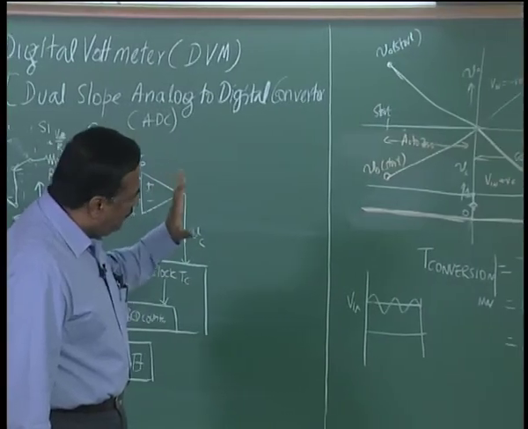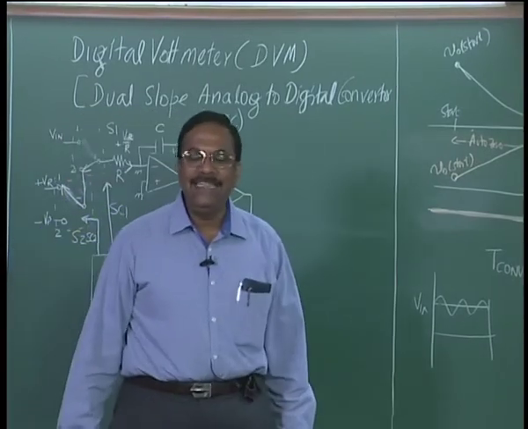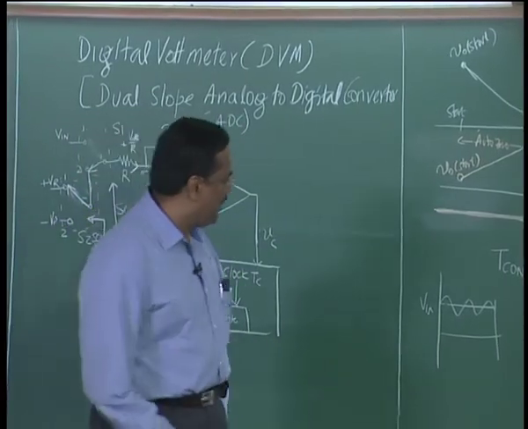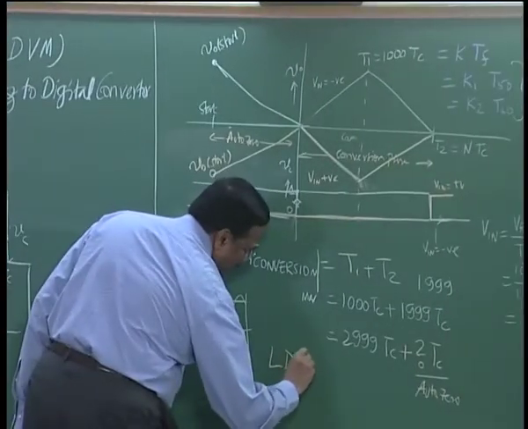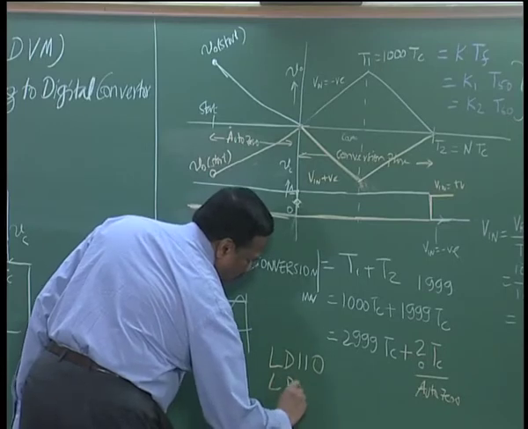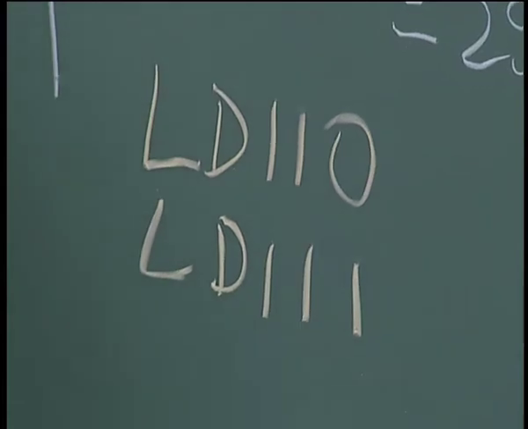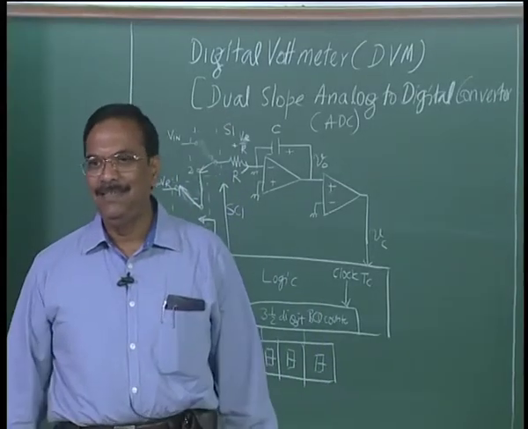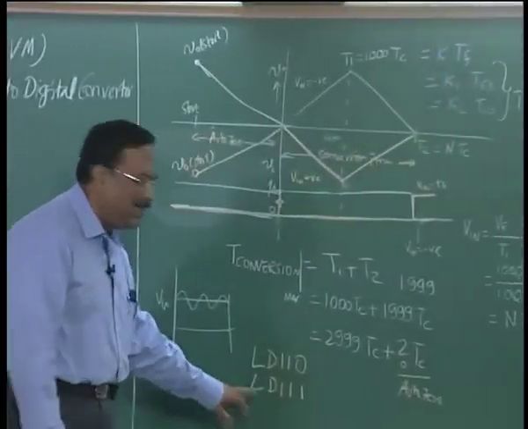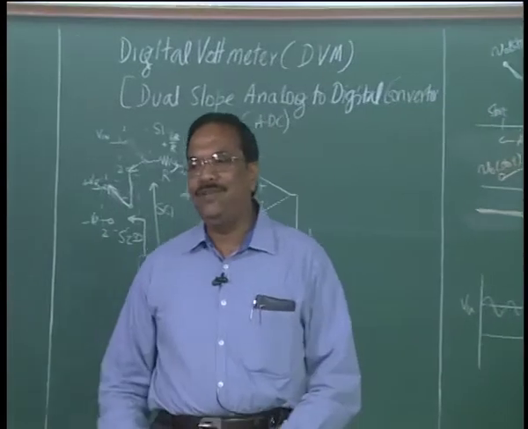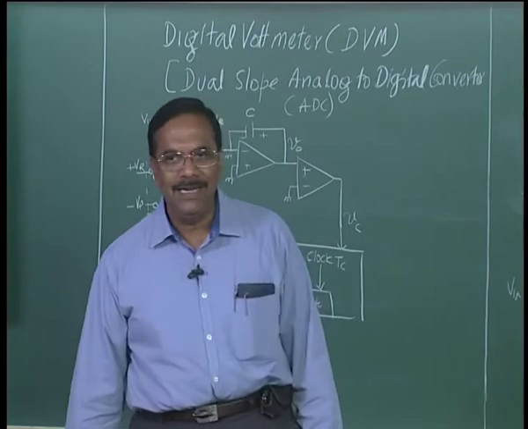The very first dual slope analog to digital converter in integrated circuit form was made by a company called Intersil. They had trouble making the analog part and the digital part in one IC, you can Google search and find some history. So, they made two different ICs, LD110 and LD111, which you will have to combine on a PC board to get a full AD conversion, dual slope AD conversion.